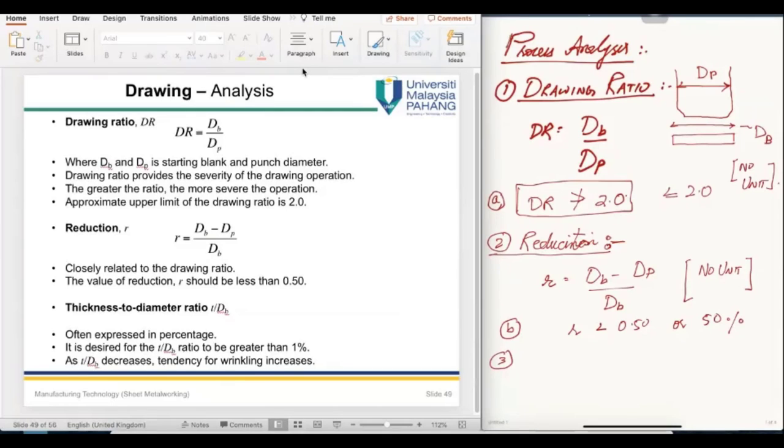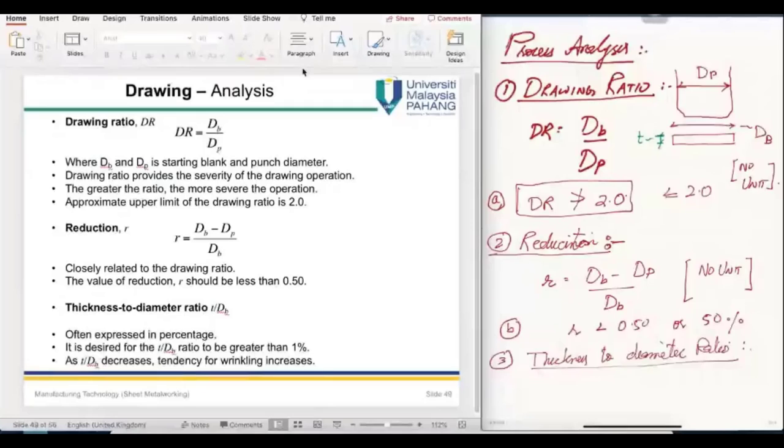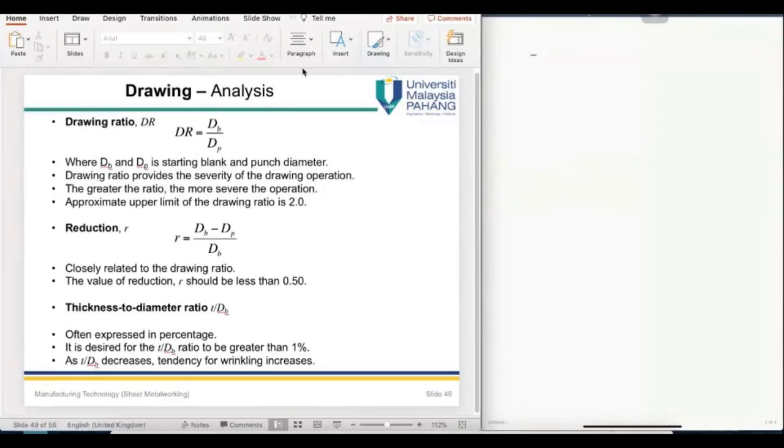Next we move to thickness to diameter ratio. So I will mark the thickness in the diagram as well. So this is your blank thickness. The thickness to diameter ratio is also very important for knowing whether we can do the drawing process or not, whether the thickness is accurate or not, and is it within the limits or not. If it is within the limits, then only can we proceed with the drawing process safely. So thickness to diameter ratio is equal to t divided by Db. And this is rule number C.